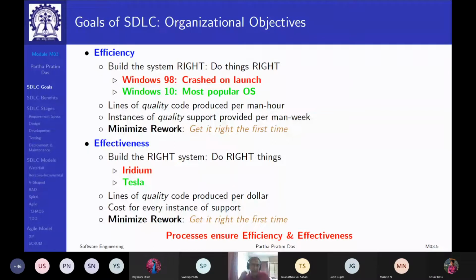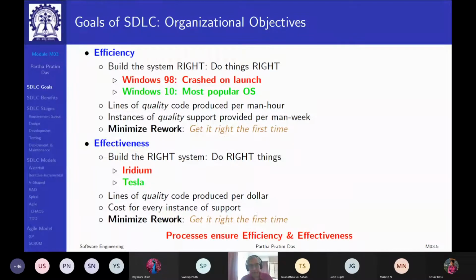So we will broadly say that lines of quality code produced per dollar, or per currency, per rupees, whatever, or cost of every instance of support, these are measures of effectiveness. Again, the core line is you have to get it right the first time. Minimize rework is a loss. So that has to be minimized to achieve these organizational objectives.